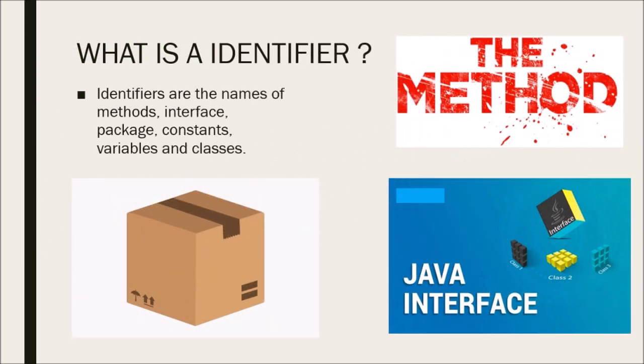What is an identifier? Identifiers are the names of methods, interfaces, packages, constants, variables and classes. In human terminology we call an identifier a name, but in Java, a name is an identifier. Now, you might be wondering what these methods, interfaces, packages, constants, variables and classes mean? We'll look at that in the next slide.